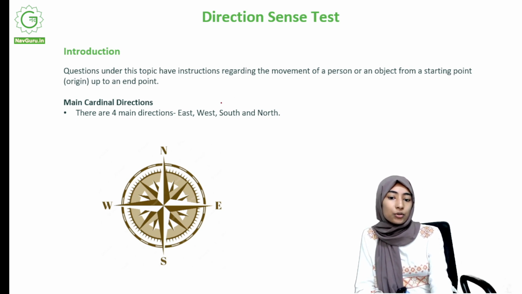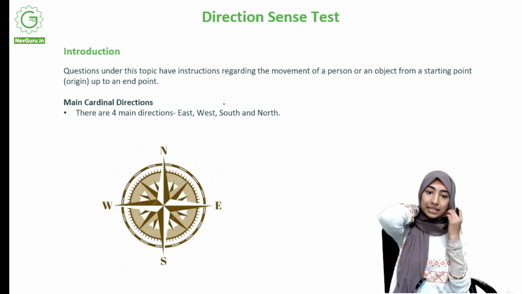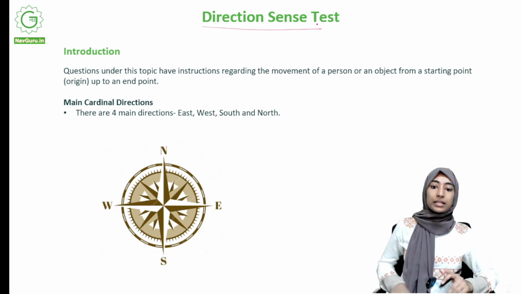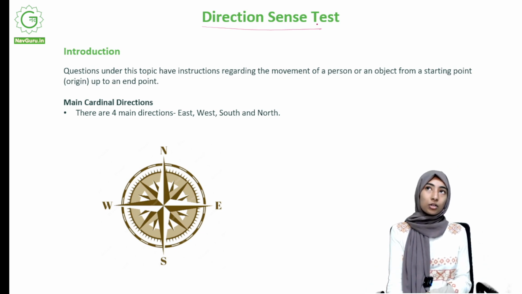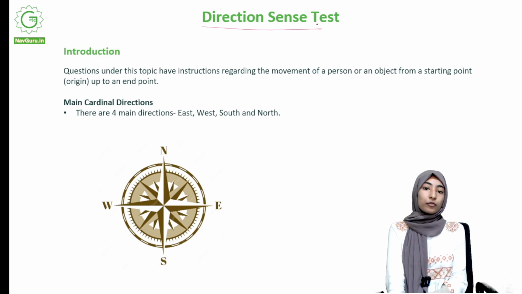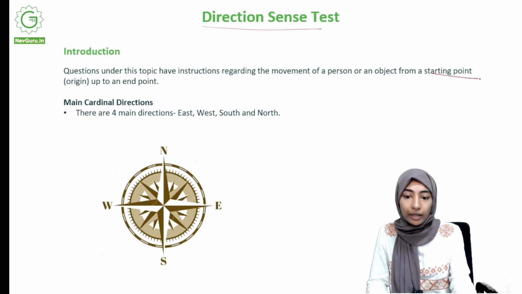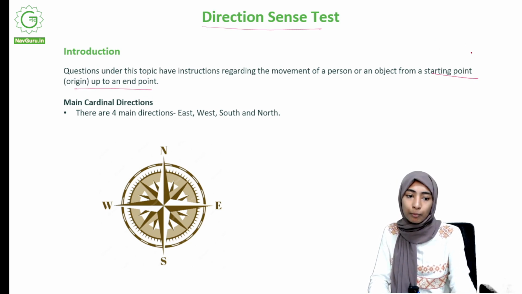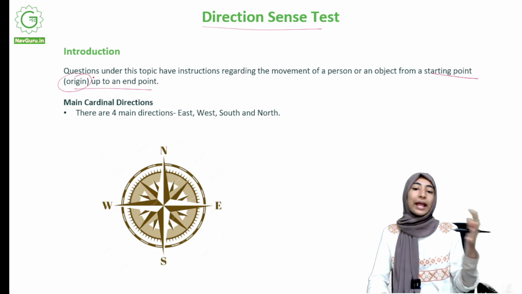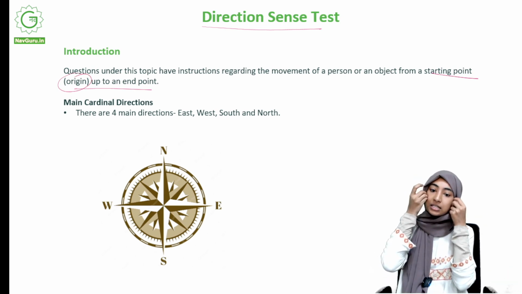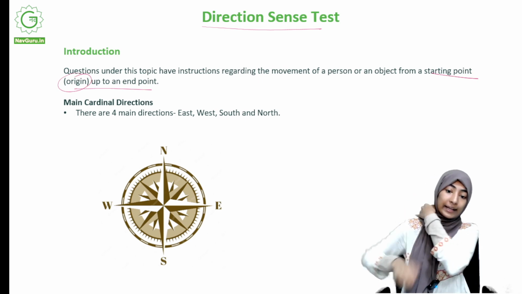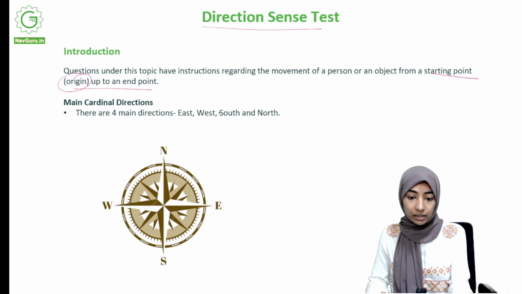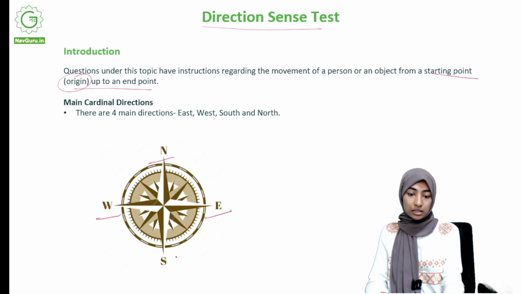Okay, so the first basic thing: what do we mean when we say direction sense test? Basically, when you have questions under this topic, it's about the movement of a person or an object from a starting point up to an end point. You look at the movement from a starting point, which is usually called an origin, up to an end point. This is what we mean by direction sense test. And you have four main cardinal directions, that is east, west, south and north.